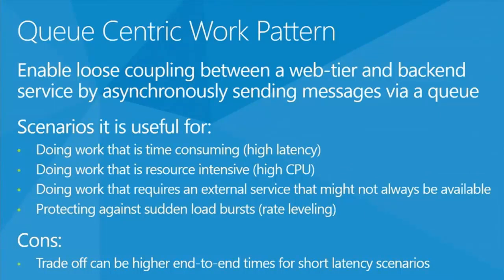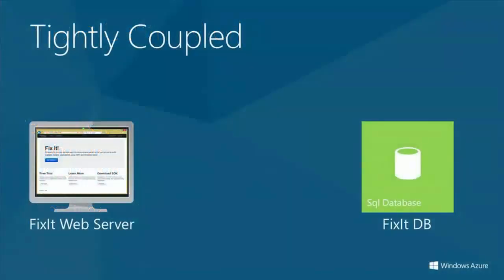So if you have lots of people wanting you to do something immediately, queuing's a really good way. You can do what's called rate leveling so that you can kind of handle that and then catch up over time. So what does this look like? Let's take our Fixit app, and we'll kind of illustrate it.